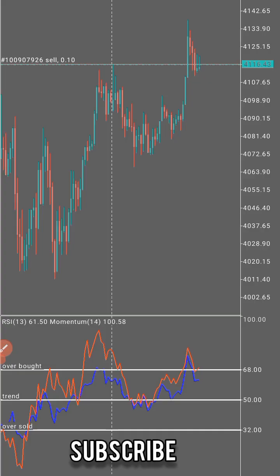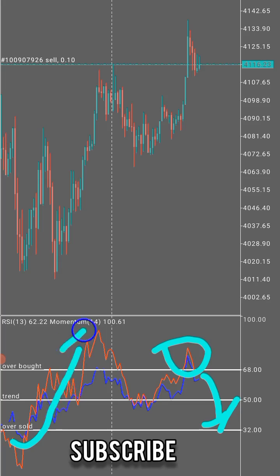Now let me show us how it works. Once it is on overbought here, the momentum will start dropping, so we're expecting it to drop down for a sell. Once it is at this place, we expect the momentum to increase up for a buy. That is just the strategy.